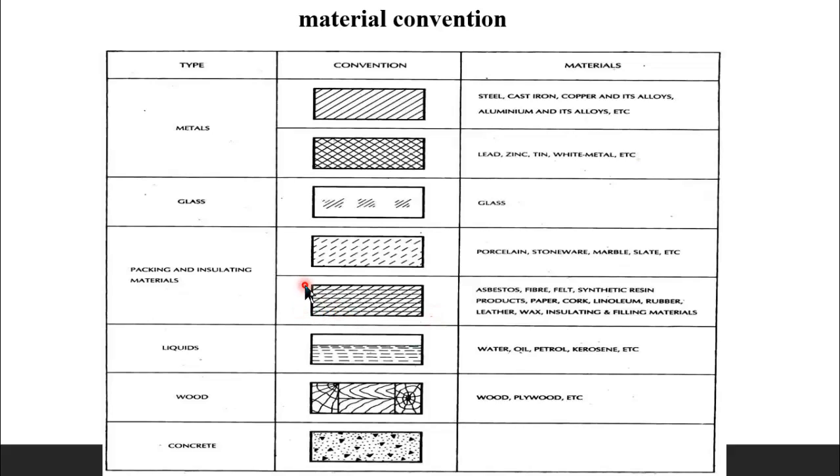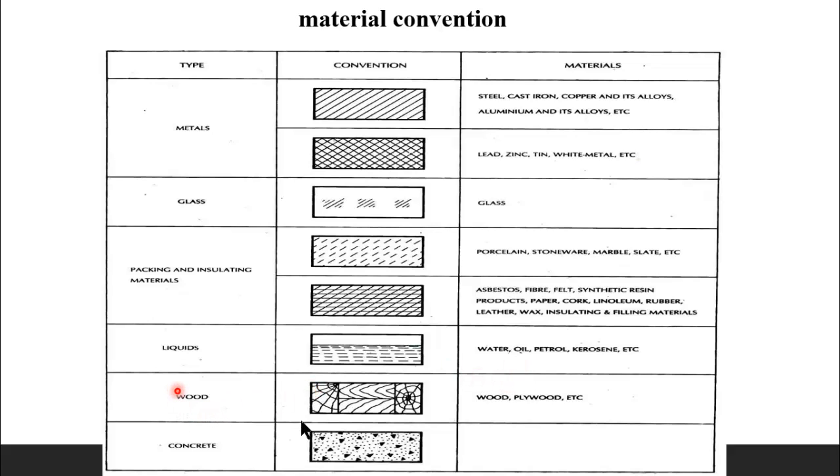And the second one is the horizontal line with one-sided inclined lines. This will represent asbestos, fiber, cork, rubber, leather, and wax insulating materials. Such materials will be represented like this. Next, liquid materials will be represented by a box filled with horizontal dashed lines, which will be used to show the liquid. Liquid means water, petrol, kerosene, etc.